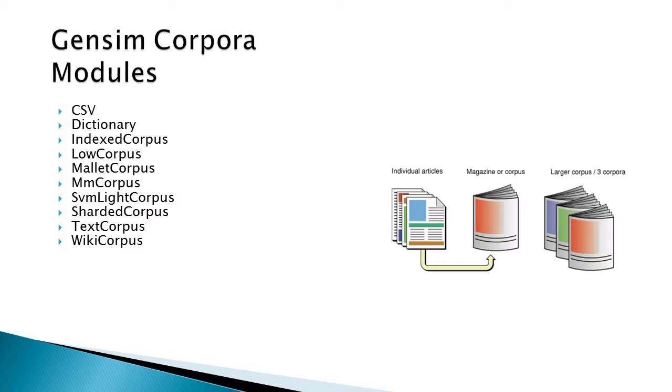I'm going to go over a brief demo of how to use the text corpus to go over our homework 1. Finally, there's the wiki corpus, which can take a Wikipedia database dump and turn it into a corpora for processing for something such as a knowledge engine.